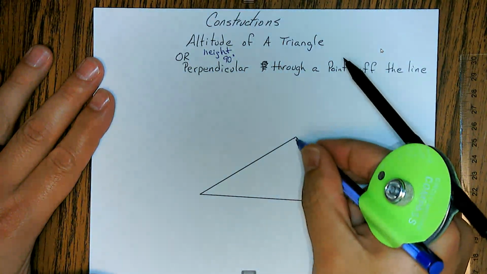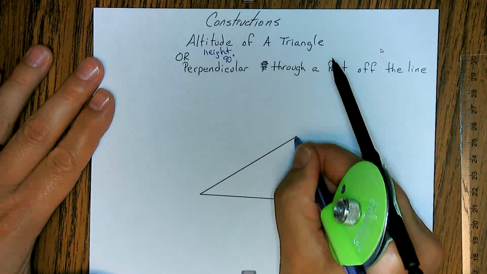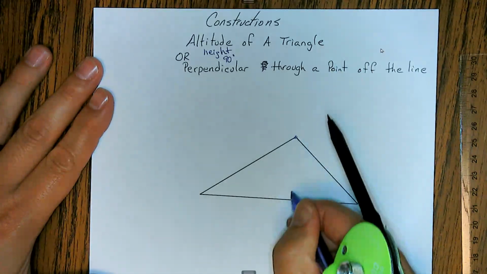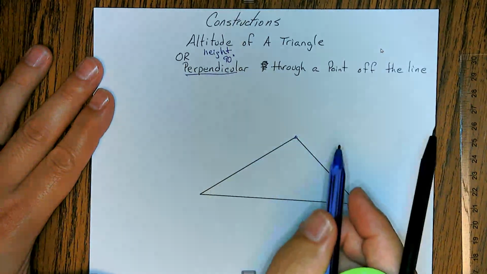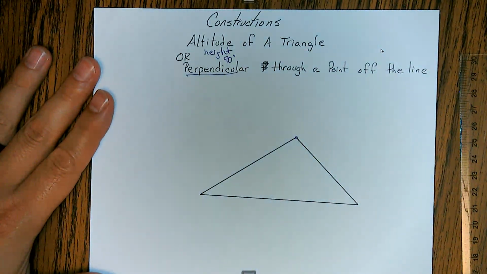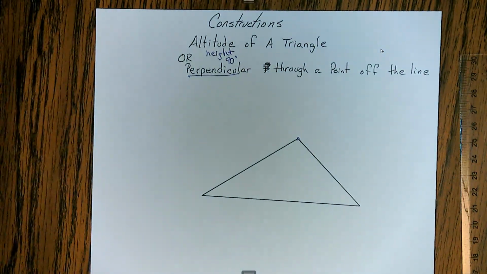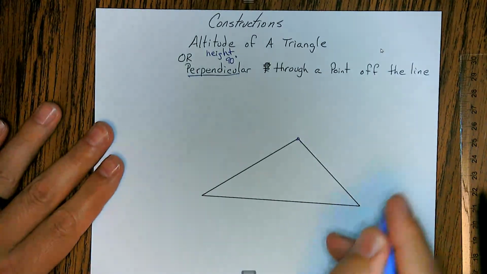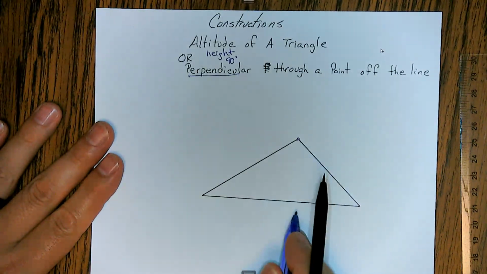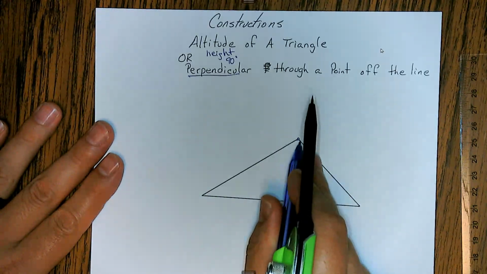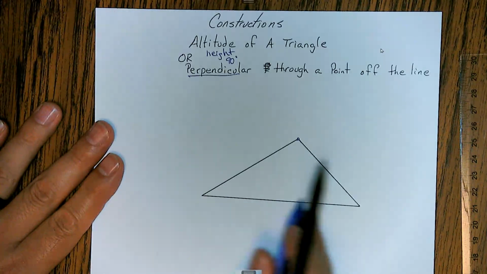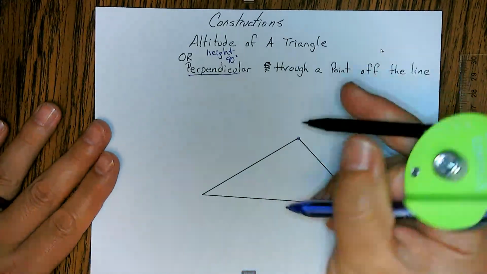So if I'm going to do the height of this triangle from this point, I'm going to want a 90-degree line straight down, which means we're going to be constructing a perpendicular line through that point. Our biggest construction we know of is the perpendicular bisector, which creates a 90-degree angle and splits a line in half. In this case, this point here is not in the middle, so a bisector wouldn't work.